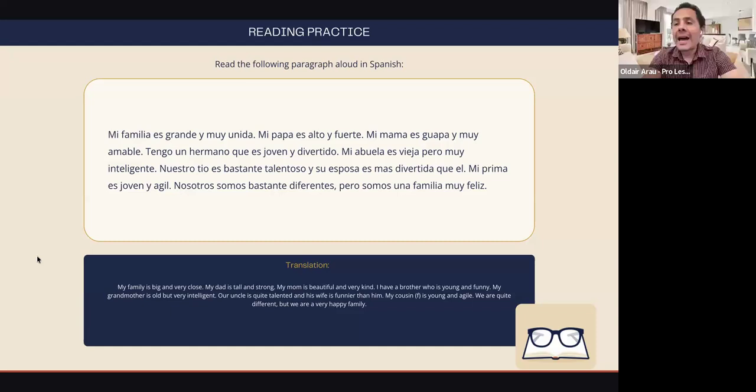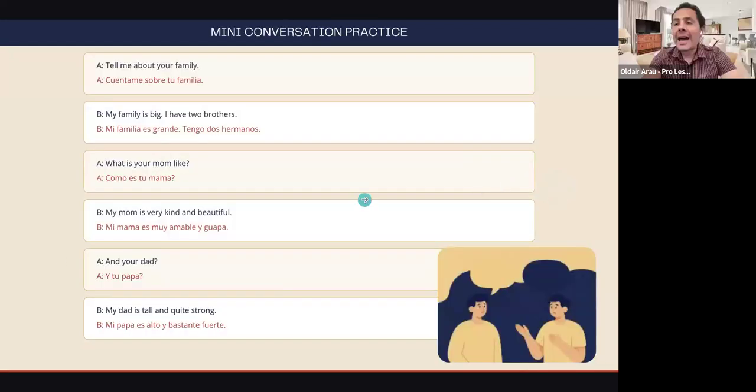All right, excellent job. You can go back and repeat this one. Mini conversation practice. We're almost done. It goes like this. Tell me about your family. Cuéntame sobre tu familia. My family is big. I have 2 brothers. Mi familia es grande y tengo 2 hermanos.